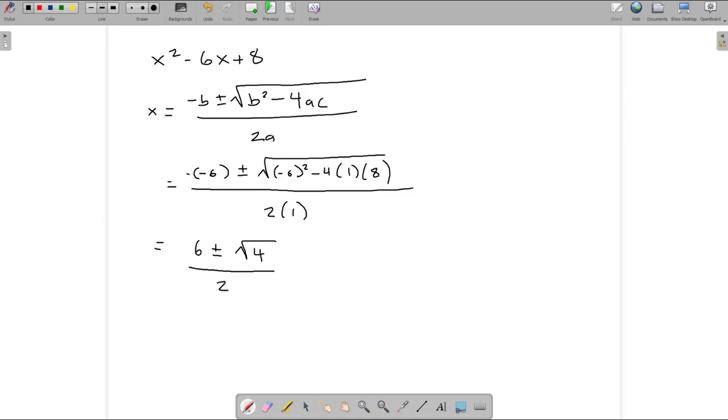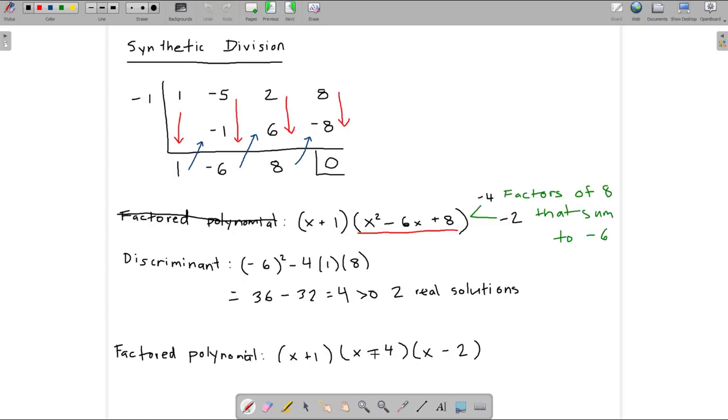over 2, which is going to give me 6 plus or minus, remember that square root of 4 is 2, over 2. This splits into two different solutions here. 6 plus 2 over 2 and 6 minus 2 over 2. This one will be 6 plus 2 is 8 over 2 is 4. And 6 minus 2, 4 over 2 is 2, which is what happened when we factored this.